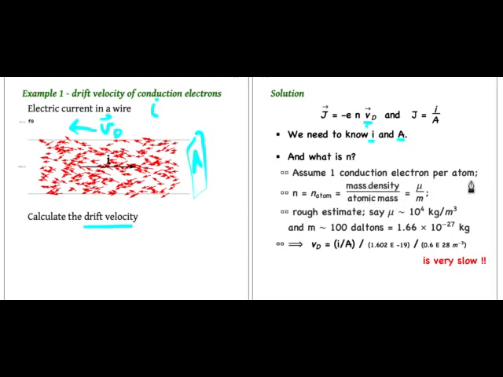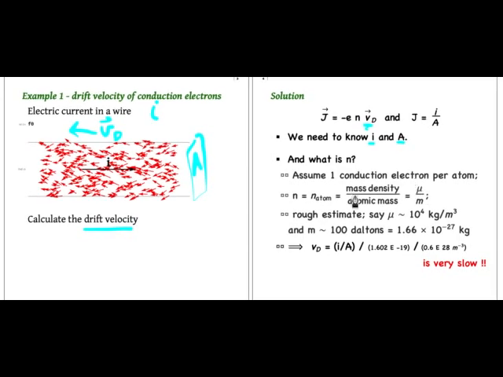Well, you could get that from the mass density and the atomic mass. So if this is copper, copper has a certain density of mass. That's mass density, kilograms per cubic meter. Let's call mass density mu in this calculation. And copper has a certain atomic mass. There's a certain value for the mass of one copper atom. So if you take the kilograms per cubic meter and you divide by the kilograms per atom, you get the atoms per cubic meter.